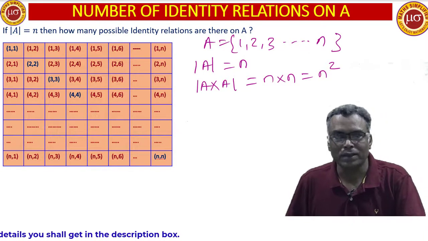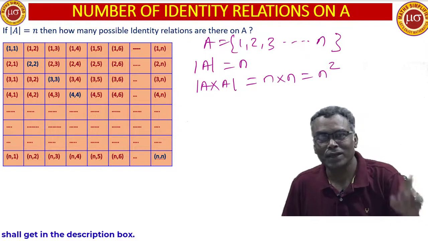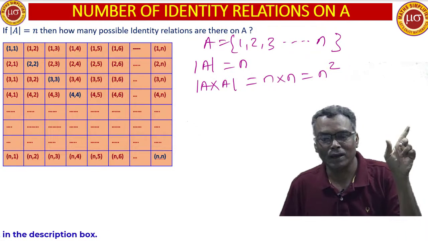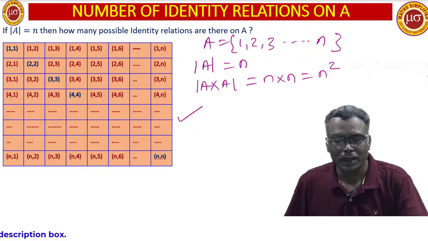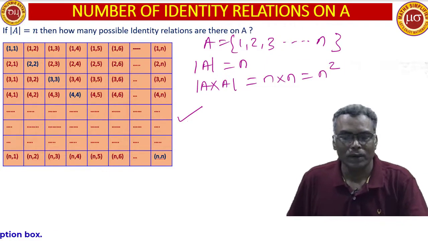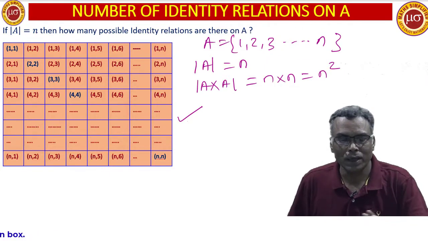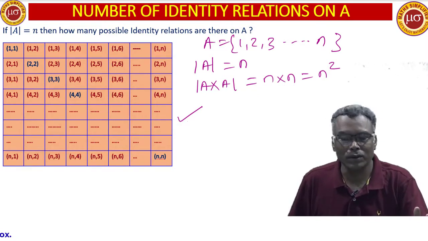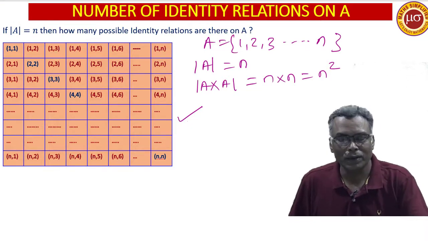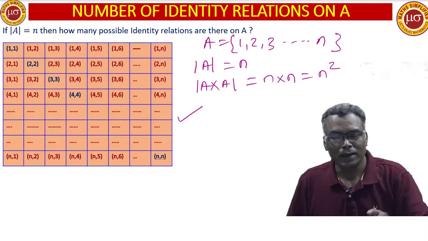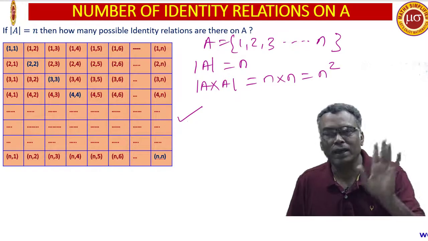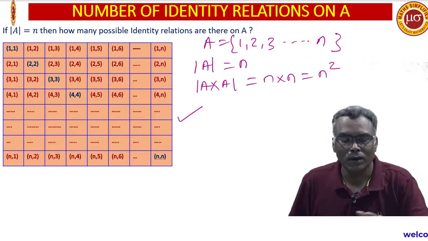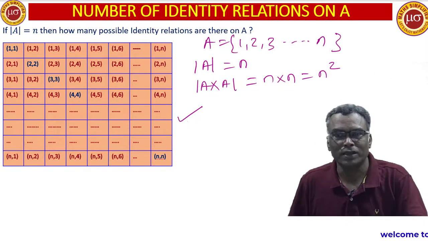What are those elements? Look at this table. In this table, I wrote all the elements of A cross A. That is (1,1), (2,2), (3,3), (4,4) in the diagonal, then (1,1), (1,2), (1,3), (1,4), (1,n), and like this (n,1), (n,2), (n,3), (n,n). These are all n square elements.